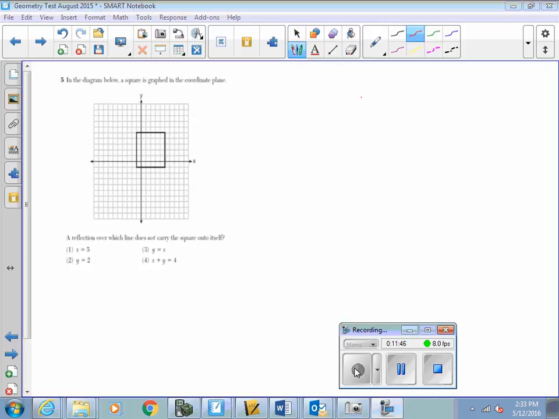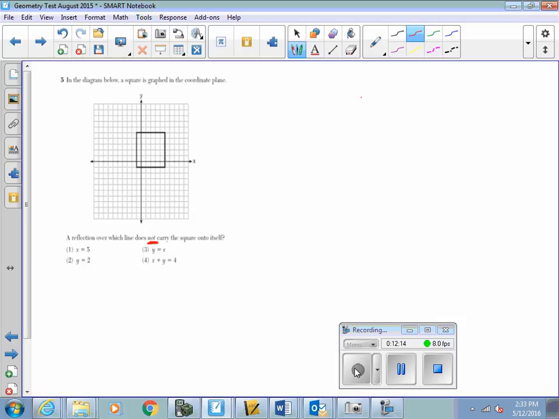Okay, let's look at number 5. It says in the diagram below, a square is graphed in the coordinate plane. A reflection over which line does not carry the square onto itself. So one of these, a reflection over one of these lines does not carry the square right back exactly where it is. So let's go through and look at them.